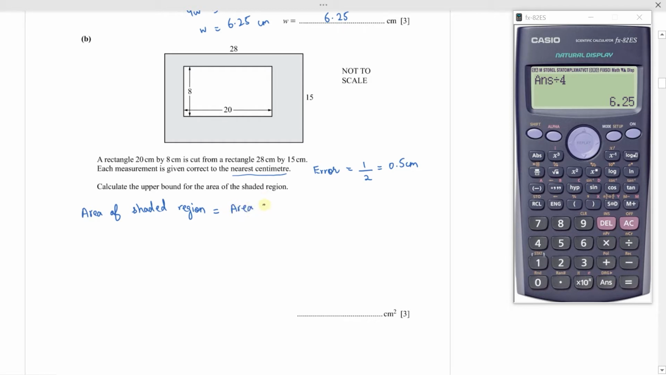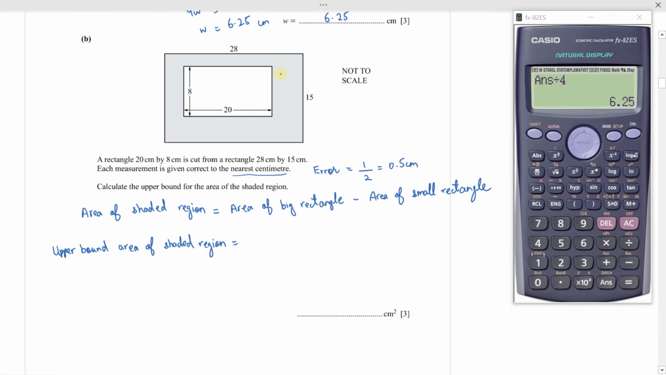So area of big rectangle minus area of small rectangle. Now you have to find the upper bound of the area of the shaded region. So upper bound area of shaded region, this is U. So what will be the upper bound?